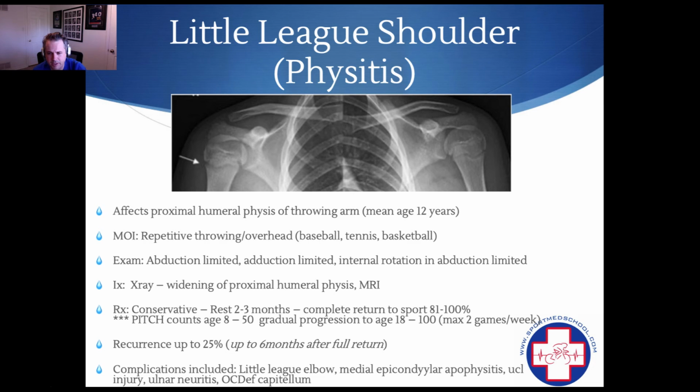Typically they'll have, on examination, limited range of motion as a result, both in abduction, adduction, and internal rotation. And then on x-ray, if you get an x-ray of both sides, they will typically take a look at the growth plate and see if there's widening, as you can see here on the right side. This is a very prolonged period of shutdown, 2 to 3 months. And the goal is to get them back to sport. Even after 6 months, 1 in 4 of these will still recur.